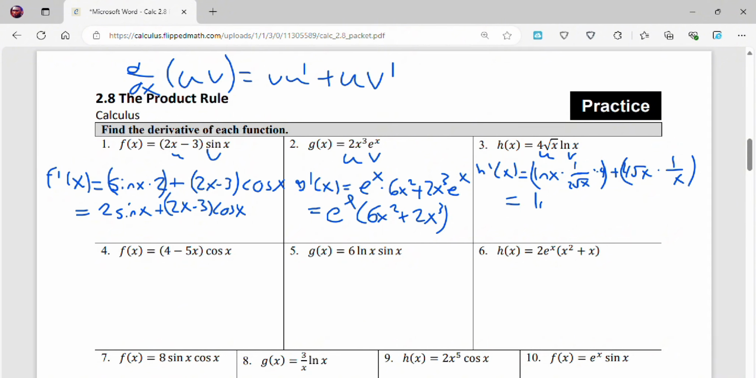equals ln x times, okay, 4 divided by 2 is 2. So 2 over square root of x plus 4 square root of x over x. And of course, I could manipulate that, but I'm not going to, because this answer, how it is right now, it's fine. Okay.